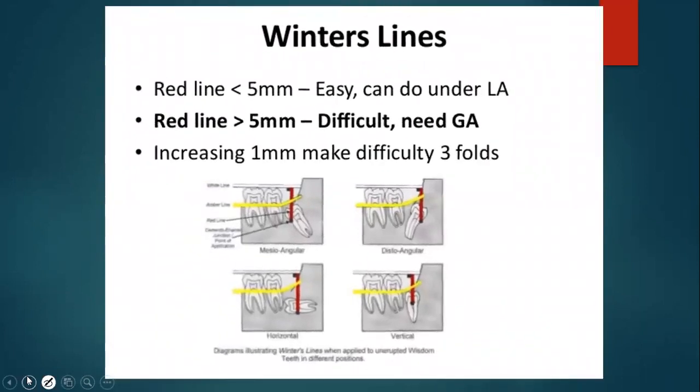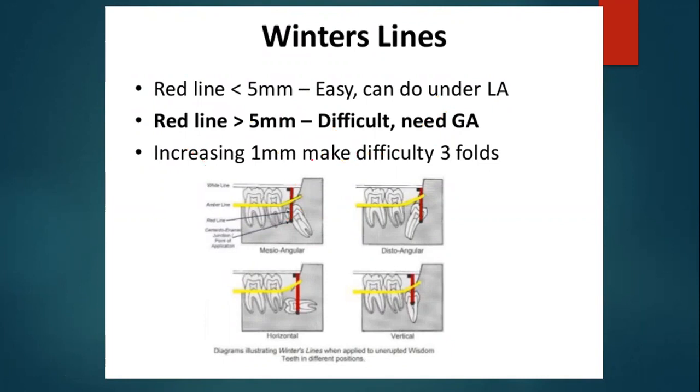Yes, what are Winter's lines? Basically, you need to know this: if your red line is about this many millimeters, you need to extract it in LA, or you need to extract it in GA. When your red line is less than 5 millimeter, then you need to extract it in local anesthesia. It is easy and you can extract in local anesthesia. But if the red line is above 5 millimeter, from the occlusal plane towards the point of application of forceps, then it is difficult and you need to extract it in a GA.